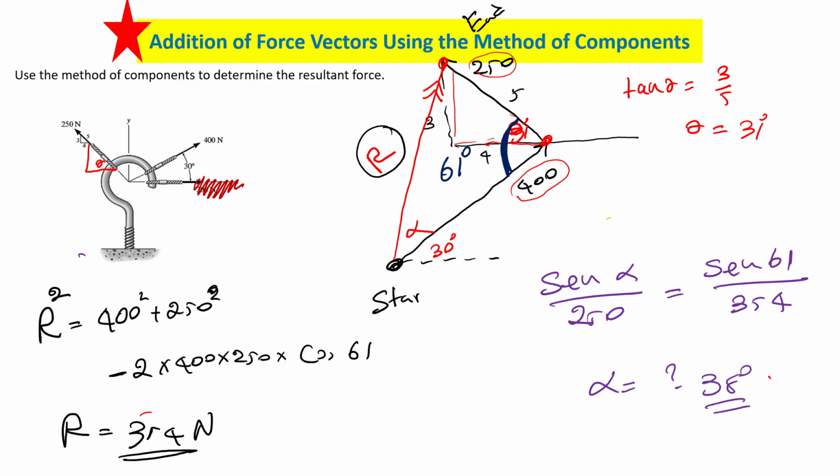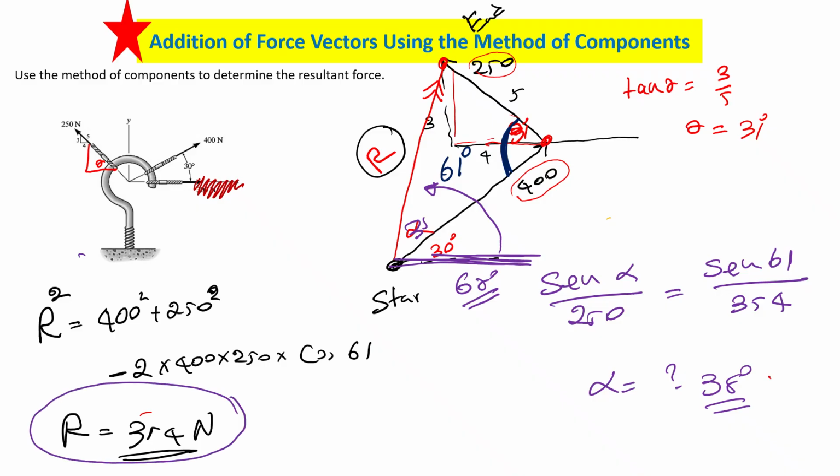Okay, so are we all good up to here? Any question? We'll do another question. If you came late, we'll do another one. Okay, are we good? Now how do we write this answer? So it is 38 here. Am I right? From the x-axis it will be 68 degrees. Do you agree? So your resultant force is 354 newtons, making a 68 degree angle from the positive x-axis in the counterclockwise direction. Am I right? So you can write it in words. Are we good? Any question?